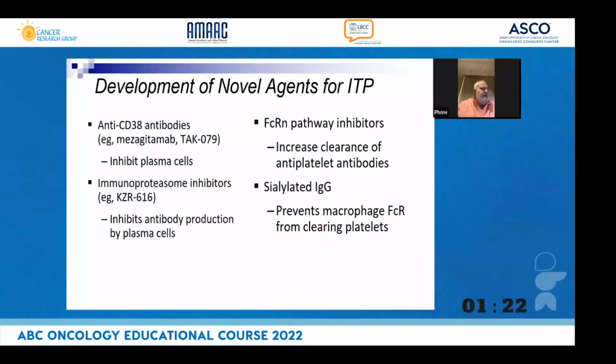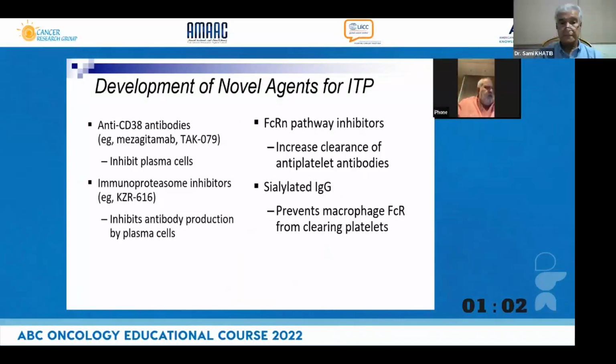Well, to summarize this, another way to approach the problem in hand is to use the anti-CD38 antibody, which inhibits plasma cells. The other way to go is to use the immunoproteasome inhibitors that inhibit antibody production by plasma cells. The FcRn pathway inhibitor we already discussed, and the sialylated immunoglobulin that prevents macrophage FcR from clearing the platelets. Next slide, please.